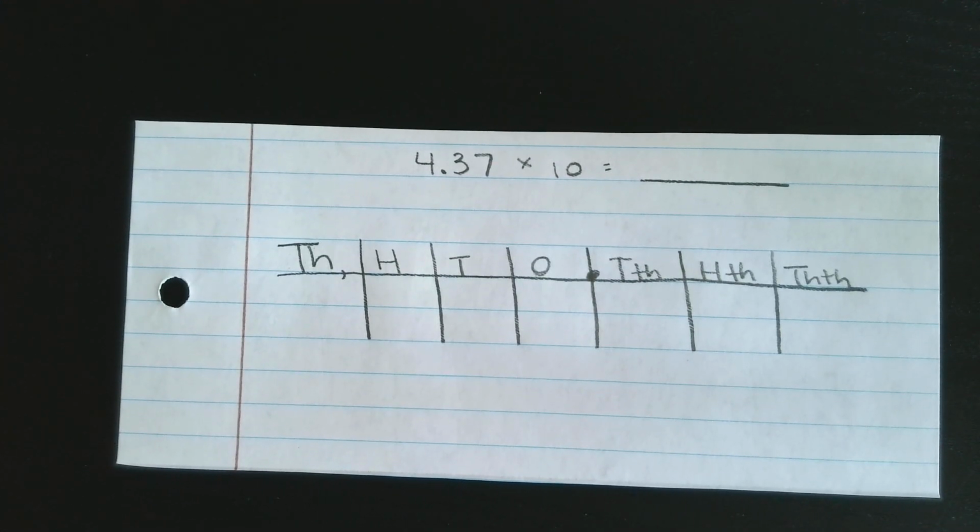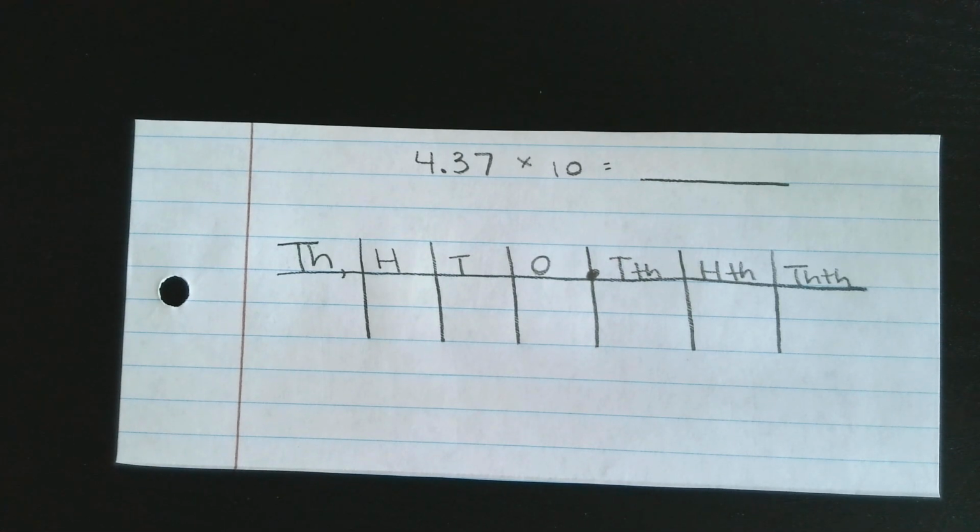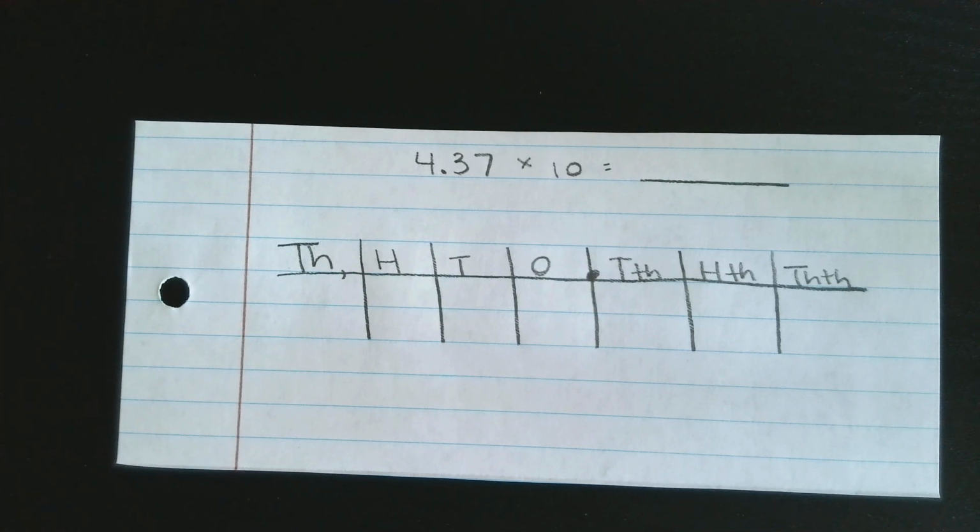We are practicing multiplying and dividing whole numbers and decimal numbers by 10, 100, and 1000 in a place value chart. So it's very important that we remember when we're moving to the left versus when we're moving to the right. We move to the left when we're multiplying. We move to the right when we're dividing.